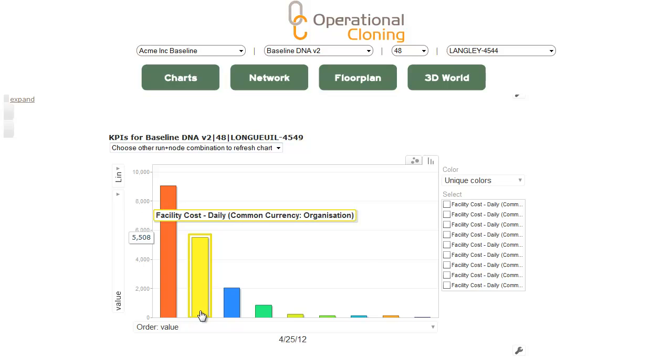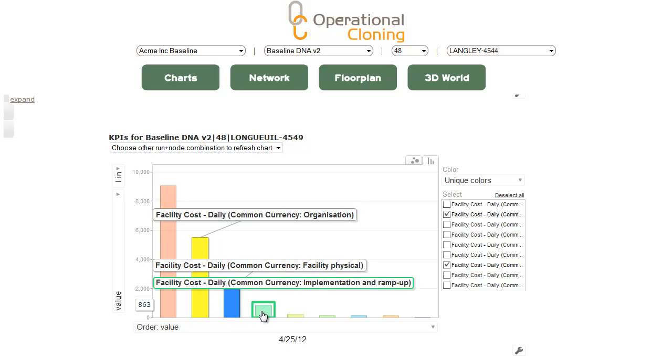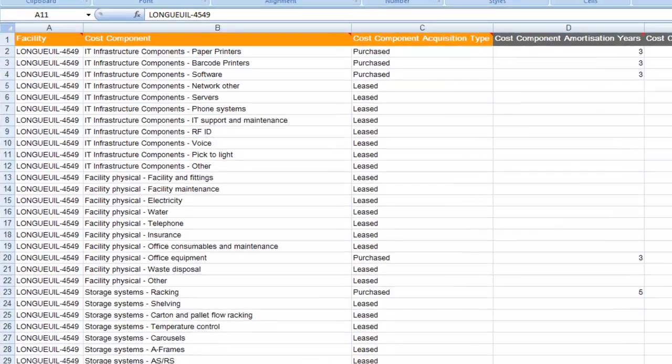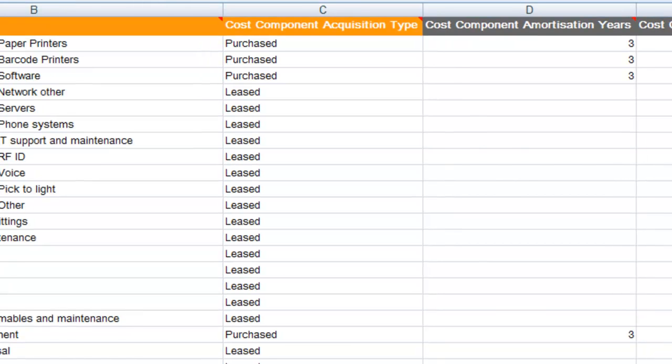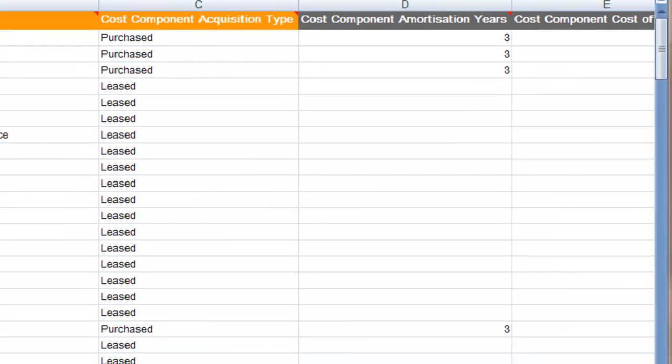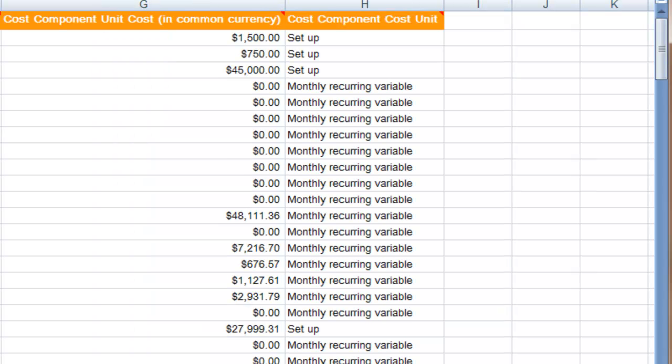Populating the physical infrastructure cost gene enables OC to calculate the logistics cost related KPIs that you can use when analyzing results. Cost component groups cost elements, and acquisition type indicates whether the cost component is a capital or a non-capital expense. Amortization years and cost of capital are only maintained for capital items. Cost unit indicates whether the cost component is required in establishing the facility or whether it is a monthly recurring cost.